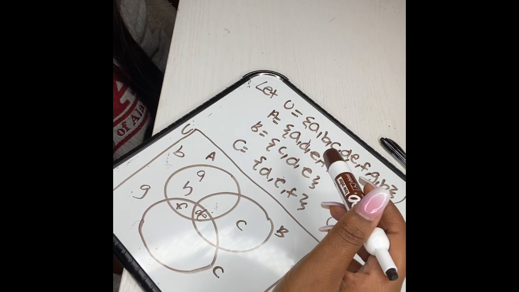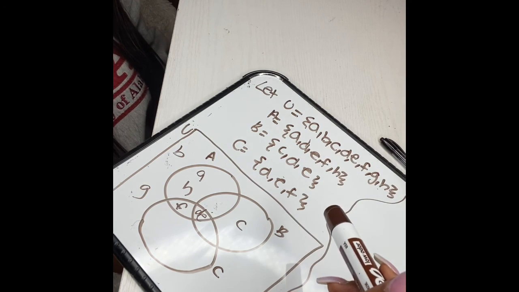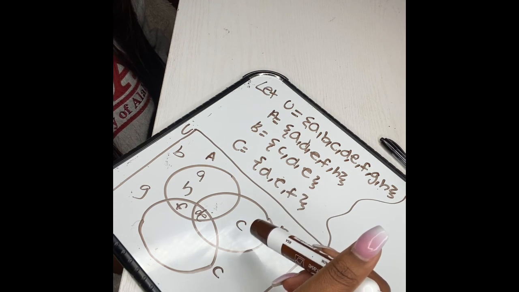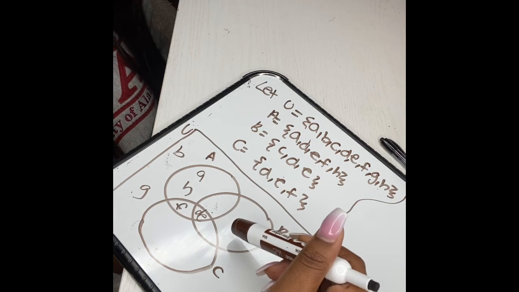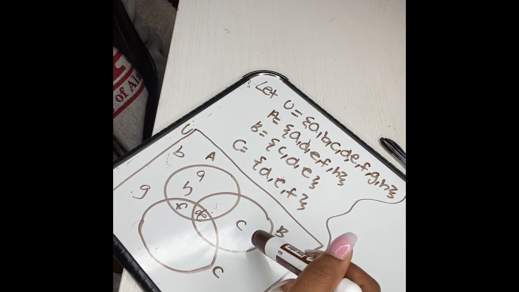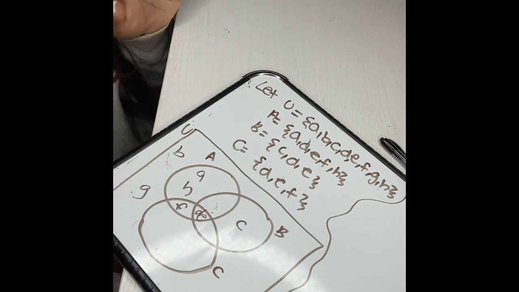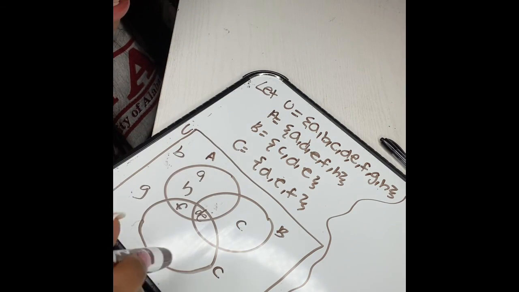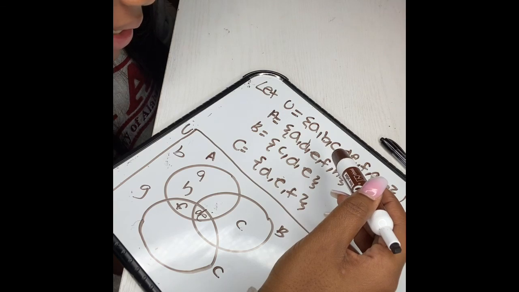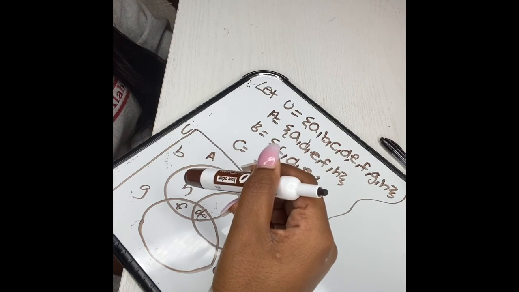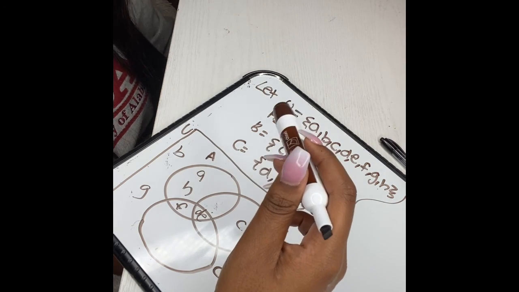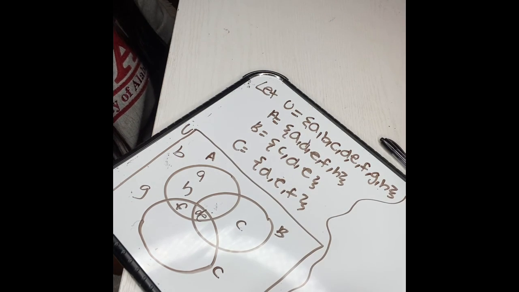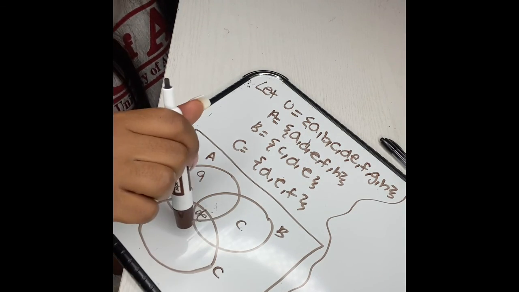C is only in B and U. Therefore, it will be inside of only B because the whole thing is the union. So it will be in B, given that it doesn't have A or C in it. D is only in U and A and B and C. Therefore, it will be in the middle.